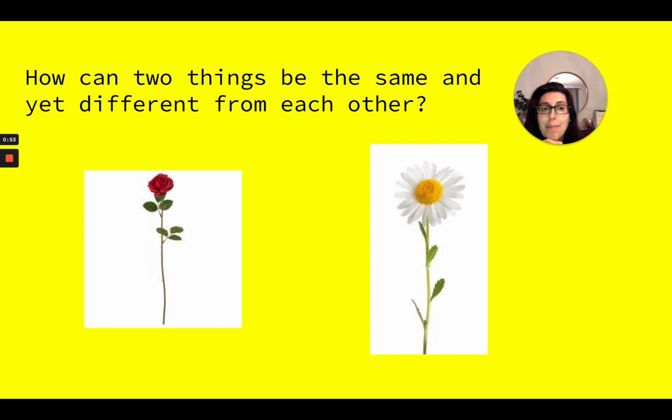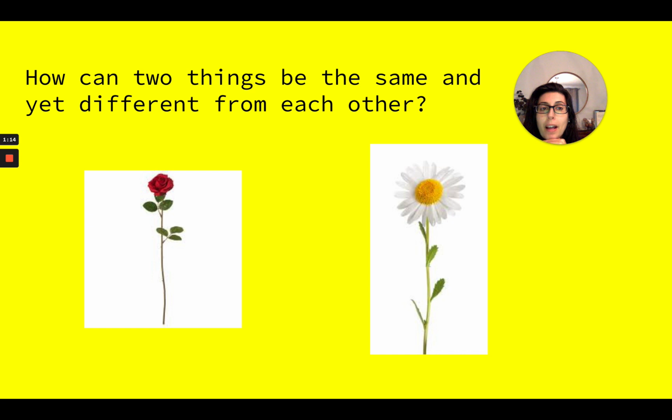All right, eyes on me. 3, 2, 1. So this is what I was thinking. Wonder if you were thinking the same thing. I was thinking, well, for one, they're both flowers. They also both have stems. They both have leaves, and they're both beautiful.